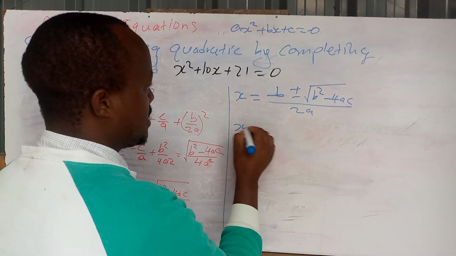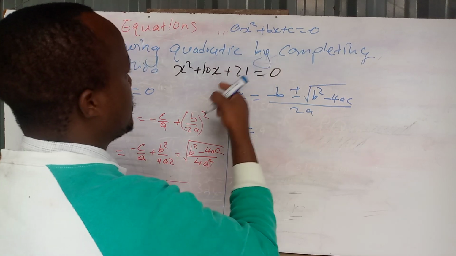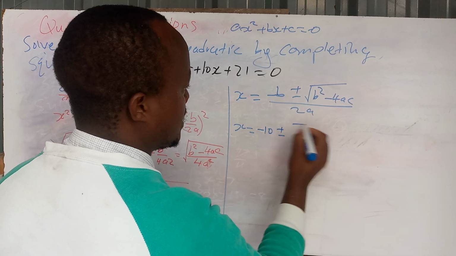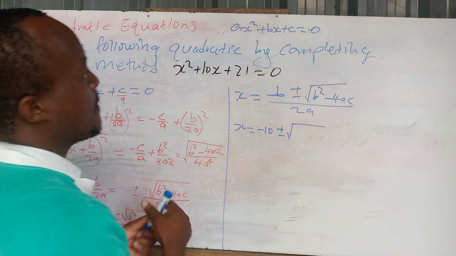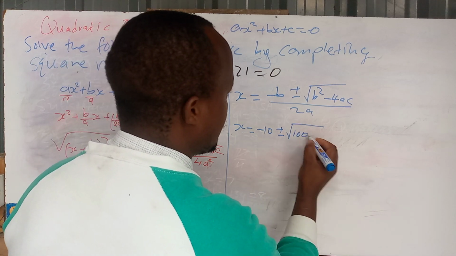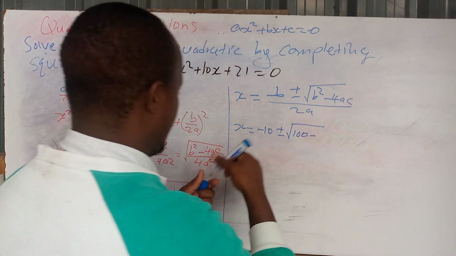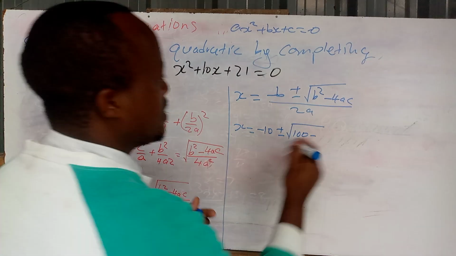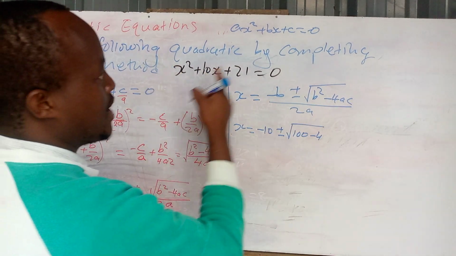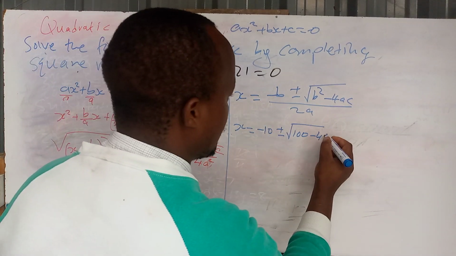of x. So x is equal to minus b. B is 10, so it will be minus 10 plus or minus the square root of b squared. B squared is 10 squared, which is 100, minus 4ac. 4ac means 4 multiplied by 1, the coefficient here which is 1, then multiplied by c which is 21.